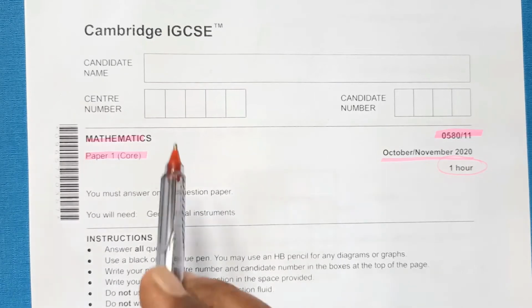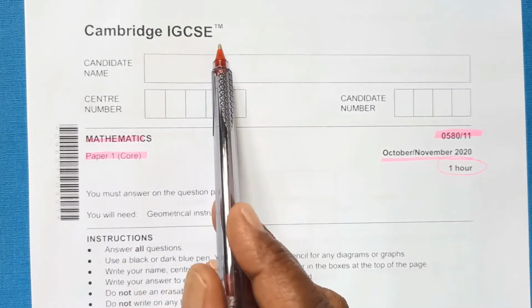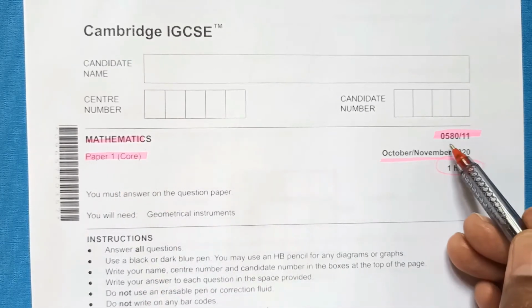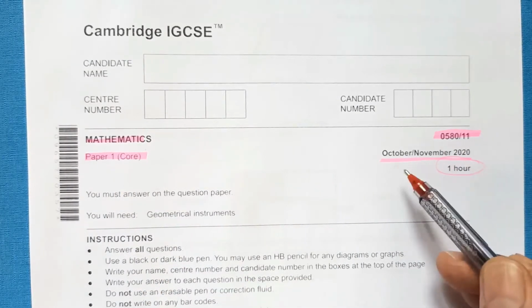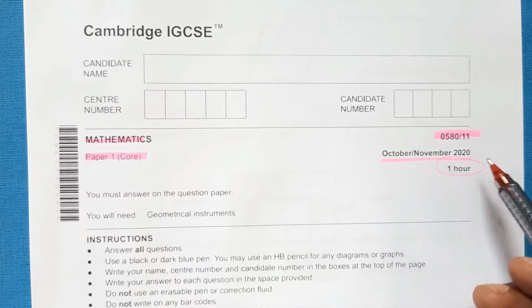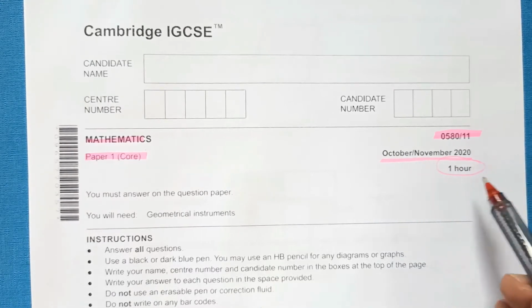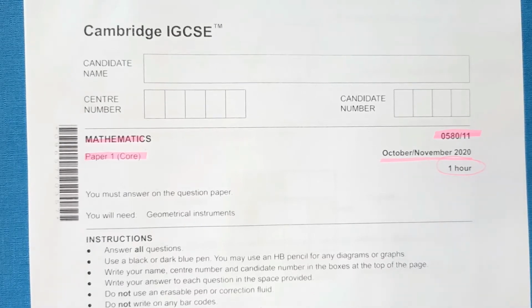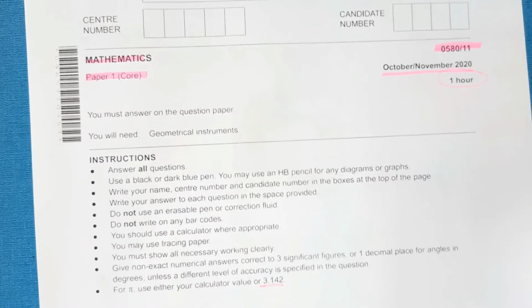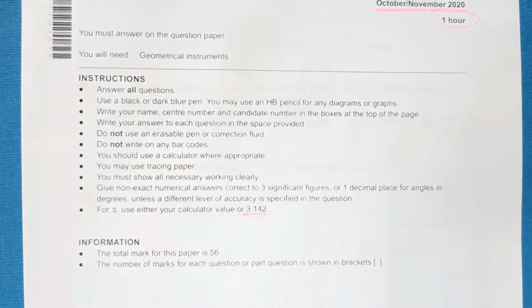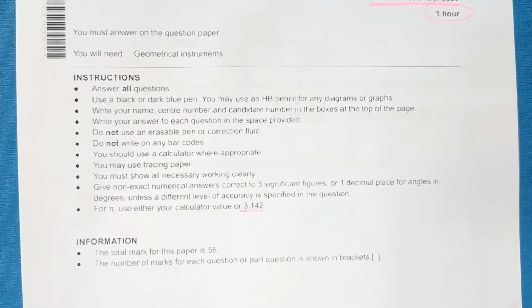Hello everyone, let's do Cambridge IGCSE Mathematics Paper 1 Core. Code is 058011. This is the paper of October-November 2020. That is the paper of the latest series. Time allocated is an hour. So you can see you must read the instructions before you start the exam. So let me just go through.